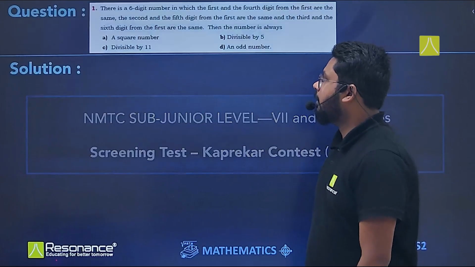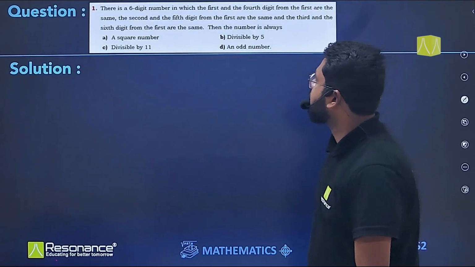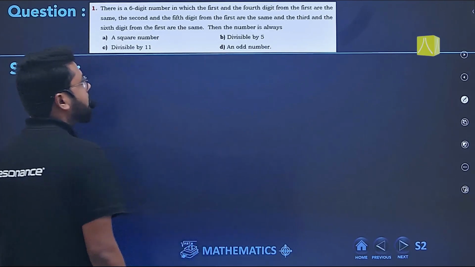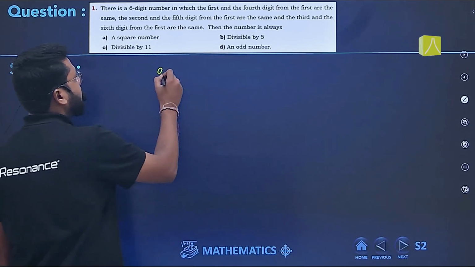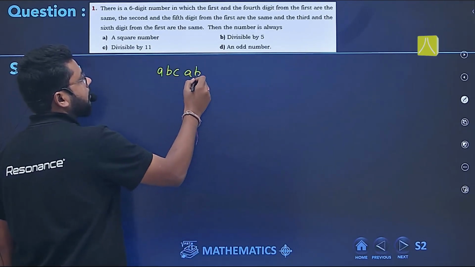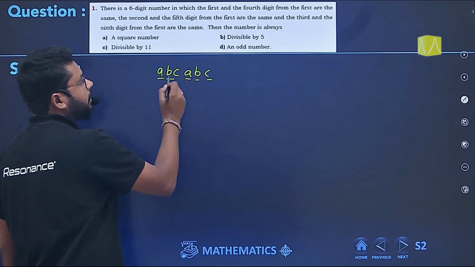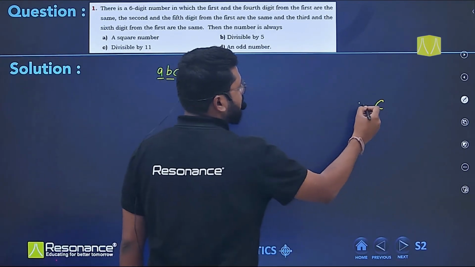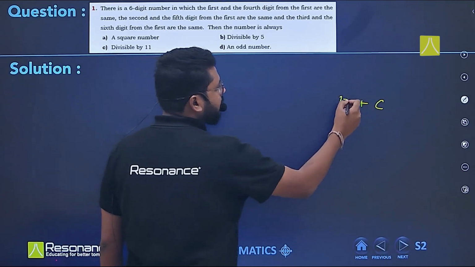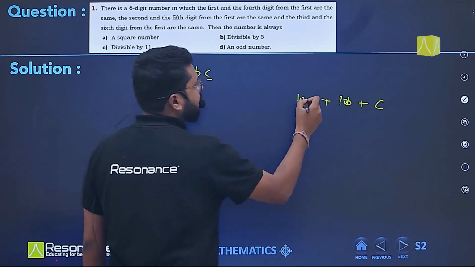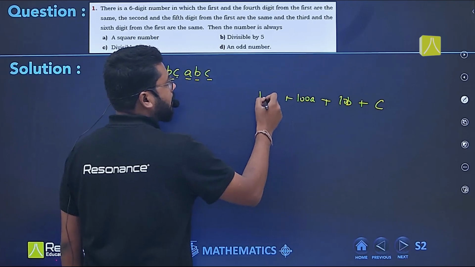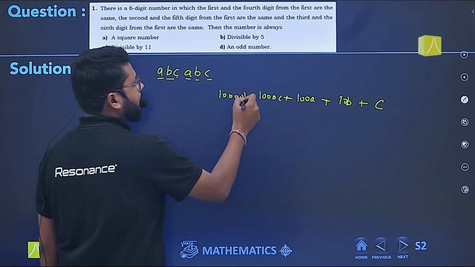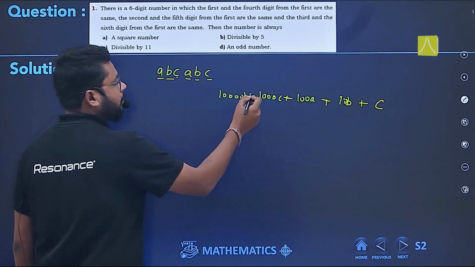Question number 1 is, there is a 6-digit number in which the first and the fourth digits are same, second and fifth are same, and third and sixth are same. Like it is ABC and ABC. If you see their places, C is the unit place, then B at 10th place, then A at 100th place, then again C at 1000th place, B at 10,000 place, and A at 1 lakh place.